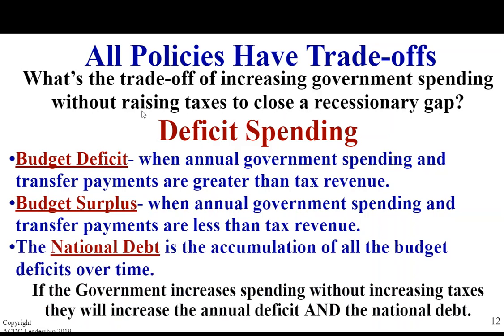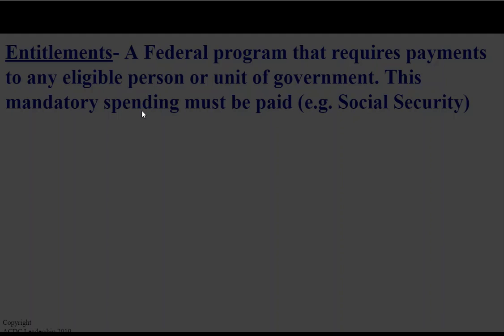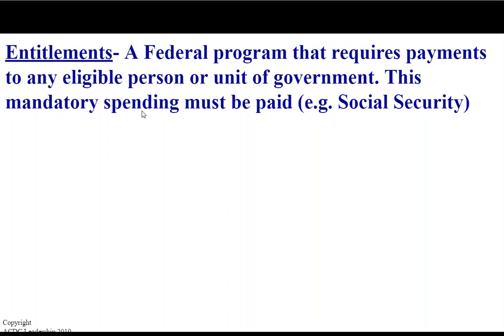And so if the government increases spending without increasing taxes, they will increase the annual deficit and the national debt. So they're intertwined, the deficit and the debt. To understand that, we have to understand what is included in the budget. And the budget has something called entitlements.